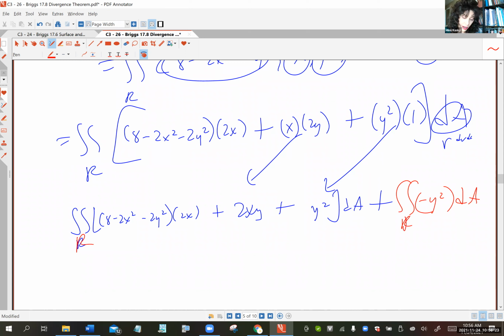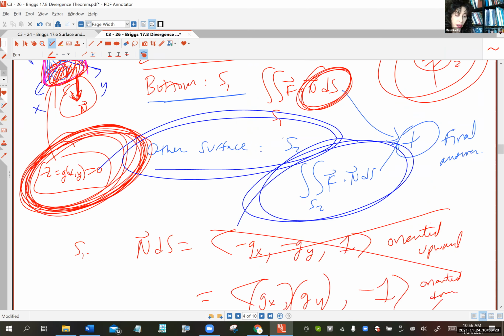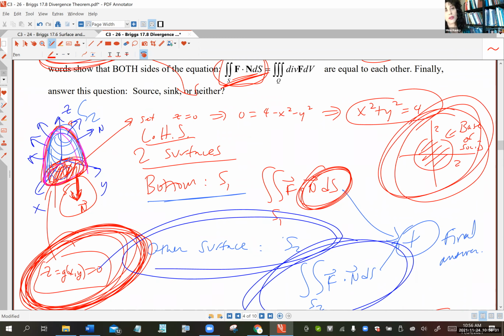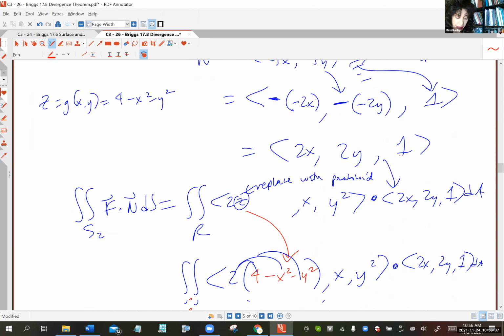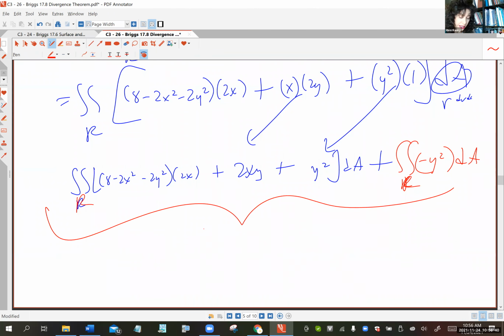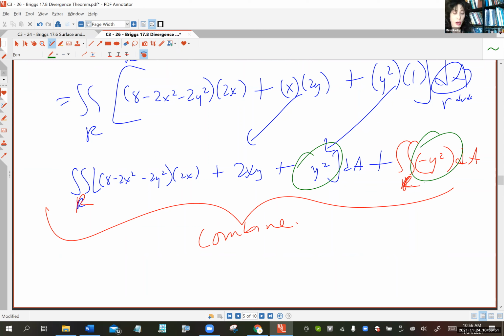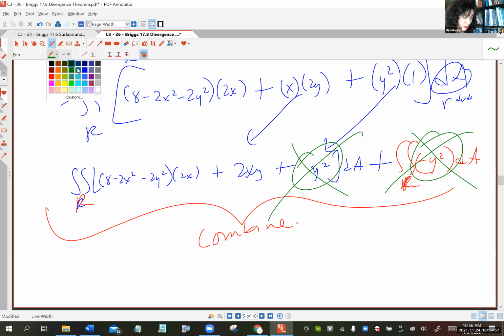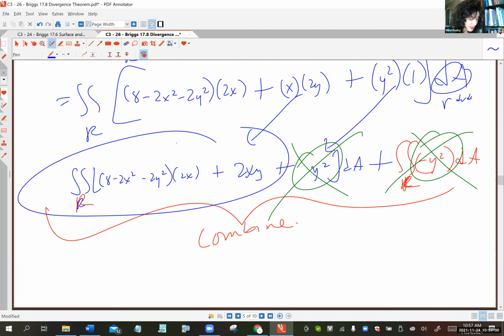Now, these r's here, I claim, are the same r. Both of these flux integrals are going to be evaluated on the base of the solid, the circle centered at the origin of radius 2. So what's nice about that is that we can combine both of these flux integrals into one. Well, this y squared adds up to the minus y squared and they cancel. Okay, cool. But then what? Well, bad news, we're still going to have to deal with this stuff. So yeah, you would convert to polar.